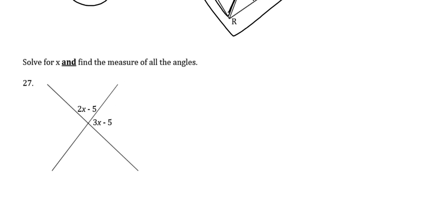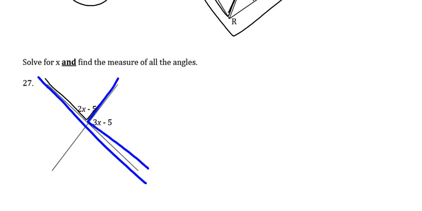Last but not least, we have two angles here. We have 2x minus 5, and we have 3x minus 5. That's a horrible one. But what do they form? They form a straight line. So, straight line, when we're dealing with angles, remember, is 180 degrees. So 2x minus 5 plus 3x minus 5 equal 180.